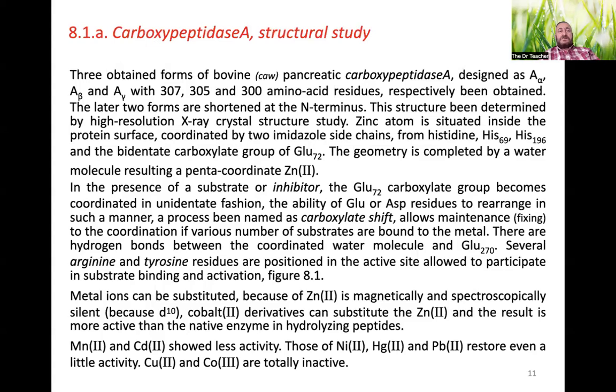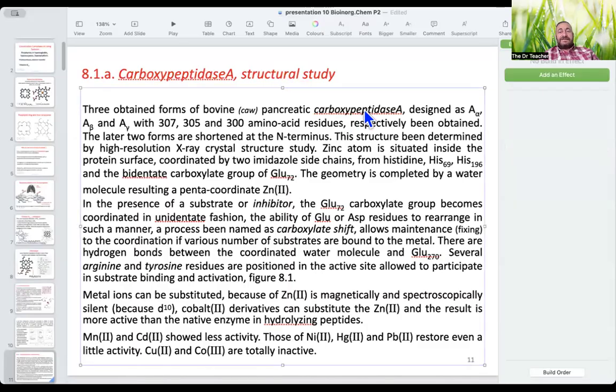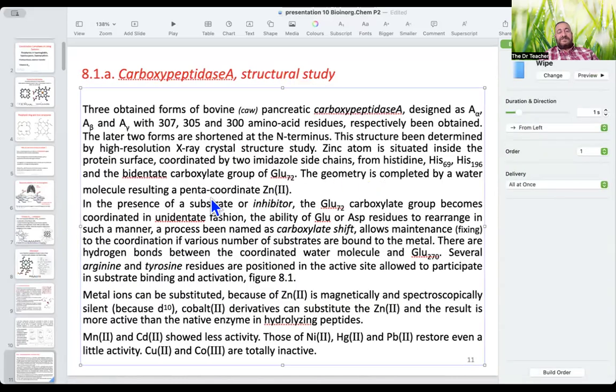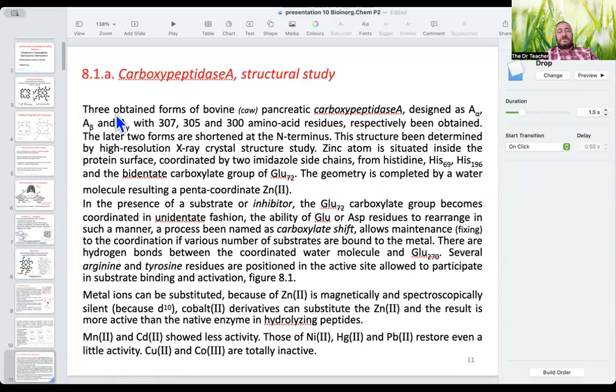It came all in bulk. So here what we have is carboxypeptidase A, and here we add some animation. Oh my God, so it's all the sections came in at once. Three forms of bovine, or cow, pancreatic carboxypeptidases were obtained. So carboxypeptidase A has been obtained from the cow bovine pancreas, designated as alpha.